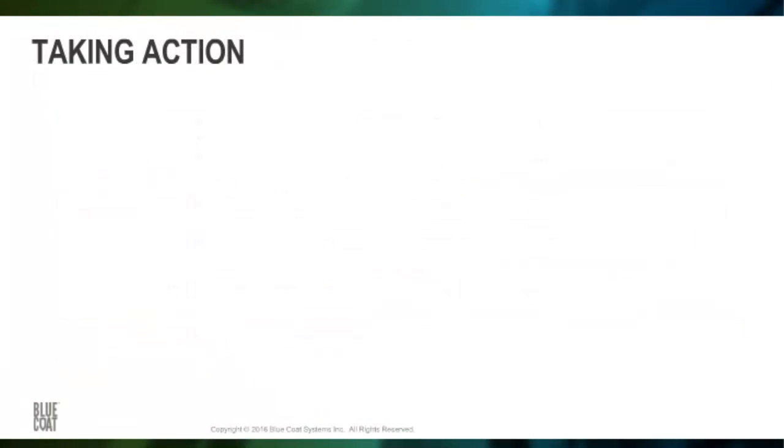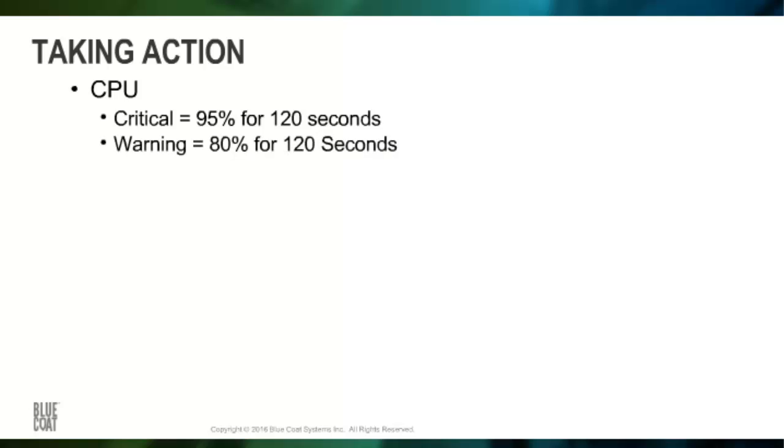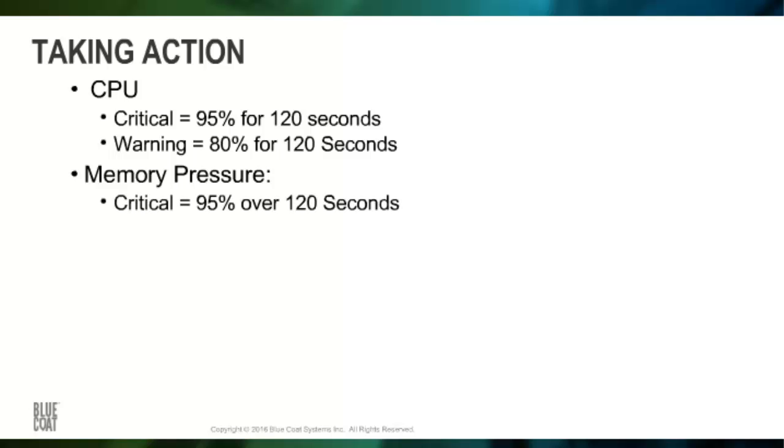The recommended starting values can be used as threshold settings for alerts. Each individual administrator may want to adjust as appropriate for their own environments. CPU: critical, 95% for 120 seconds. Warning: 80% for 120 seconds. Memory pressure: critical, 95% over 120 seconds. Warning: 90% over 120 seconds.